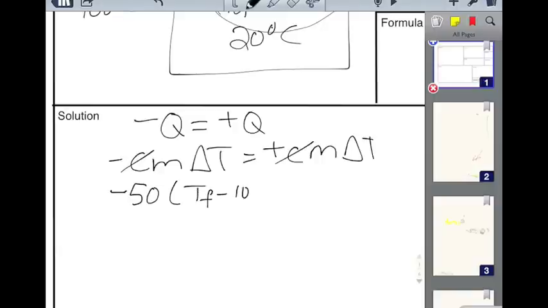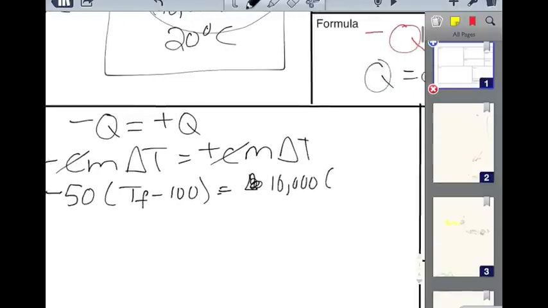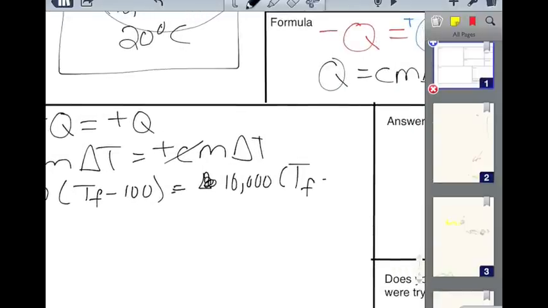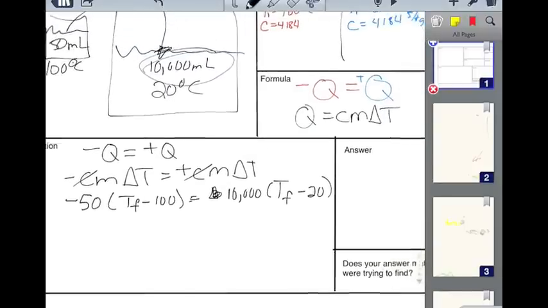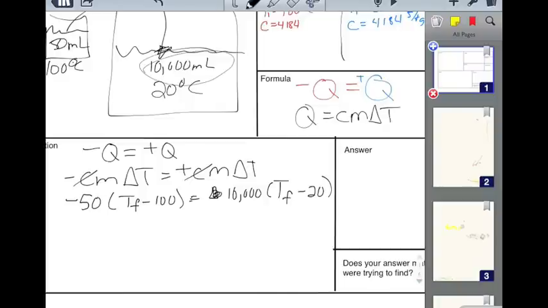(TF minus 100) equals 10,000 times (TF minus 20). Now what we're going to do is distribute. And when we distribute, we get minus 50 TF plus 5,000, because we have to distribute the negative with both of those, equals 10,000 TF minus 20,000.